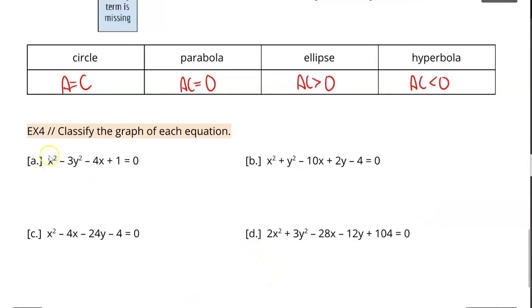So for this one, the A is 1 and the C is -3. Those are different, so it's not a circle, and they are opposite signs too. Our A is 1 and our C value is -3, which means this is going to be a hyperbola. For B, the coefficients of x squared and y squared are exactly the same, so that's going to be a circle.